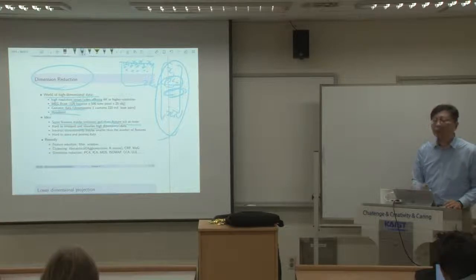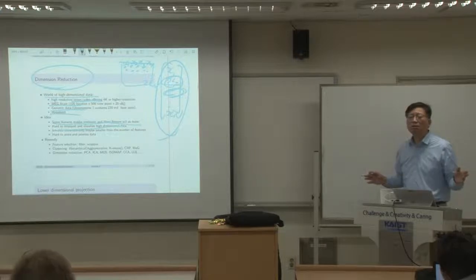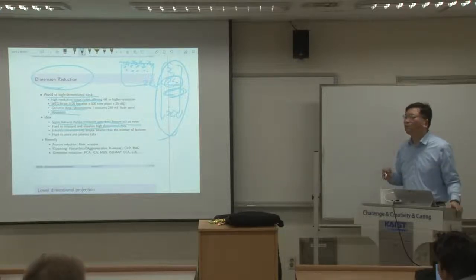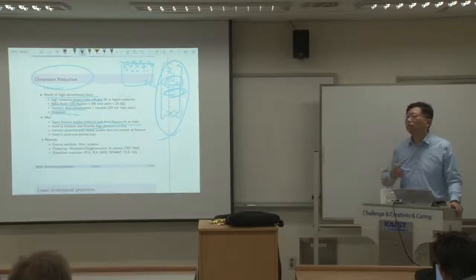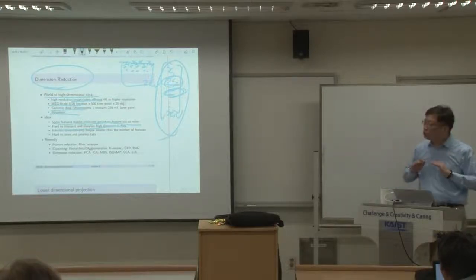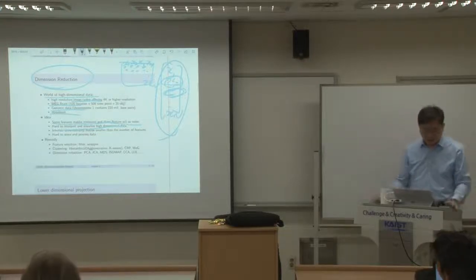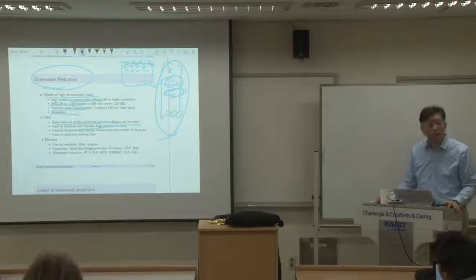Another thing is that when the data is high dimensional, it's very difficult to visualize. We can usually visualize up to 3 dimensions. But if you go to a million, how do you visualize that? So you want to go to low dimension and visualize how the data are distributed. That's another reason for doing dimension reduction.